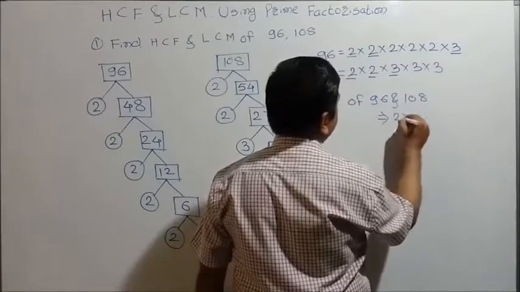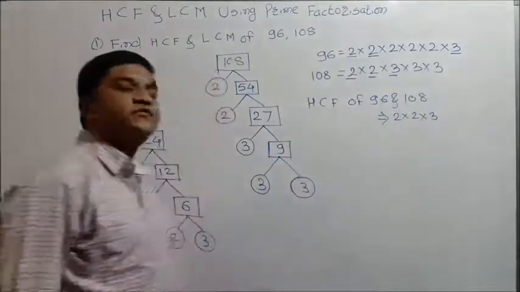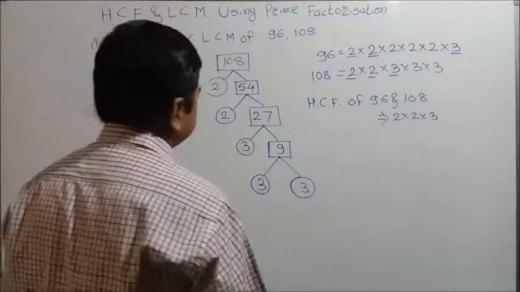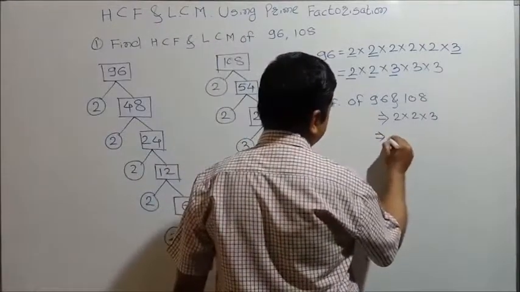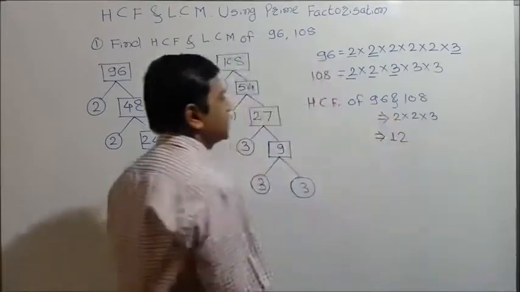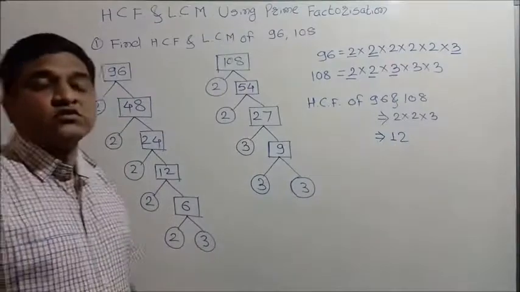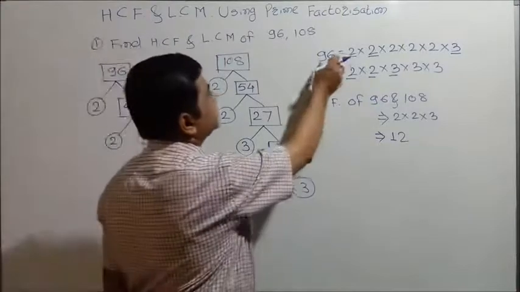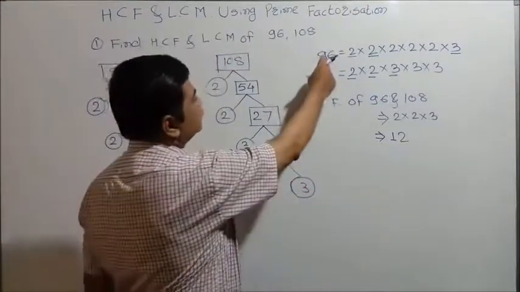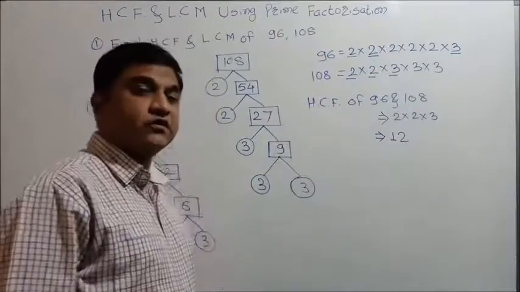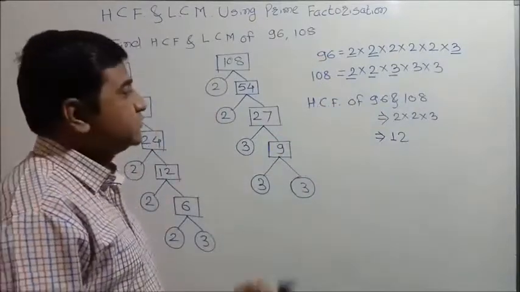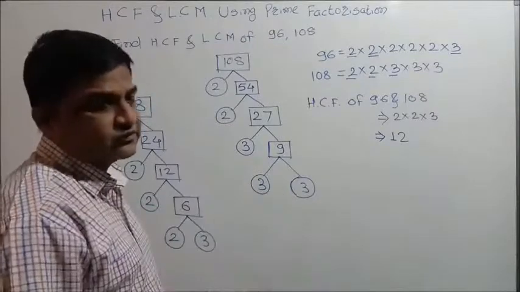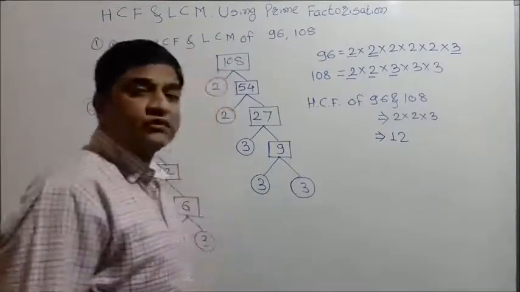What are the common prime factors? I am underlining them. 2, 2. Now, we are having 3 over here, we are having 3 over here. Now, we don't find any common factors other than these in 96 and 108. So, we'll write down that the highest common factor of 96 and 108 is the multiplication of 2 multiplied by 2 multiplied by 3. So, multiplication of common factors. What we got as the common factors are 2, 2 and 3 being the prime factors. So, we got that the highest common factor is 12. So, the highest common factor of 96 and 108 is 12.